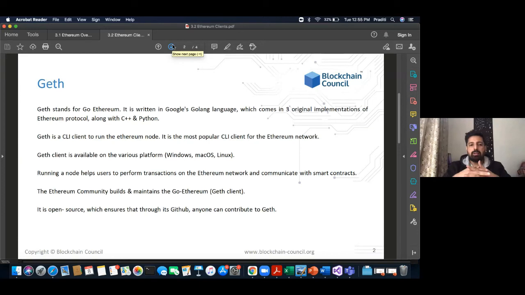Running a node helps users to perform transactions on the Ethereum network and communicate with the smart contracts. The Ethereum community builds and maintains Go Ethereum, which is the Geth client. It is open source, which ensures that through its GitHub, anyone can contribute to Geth.